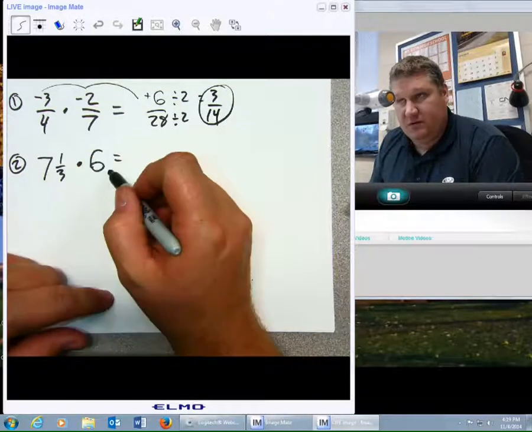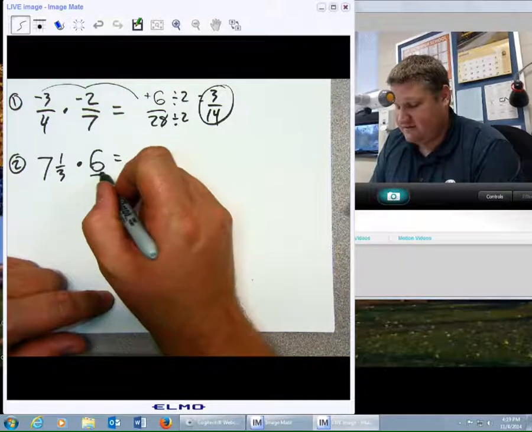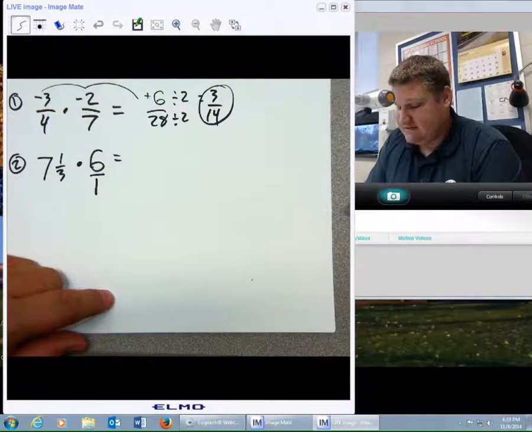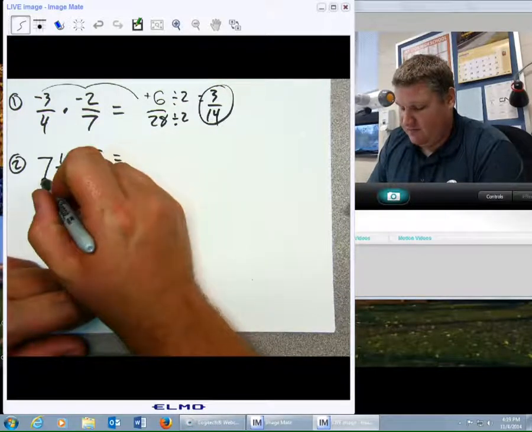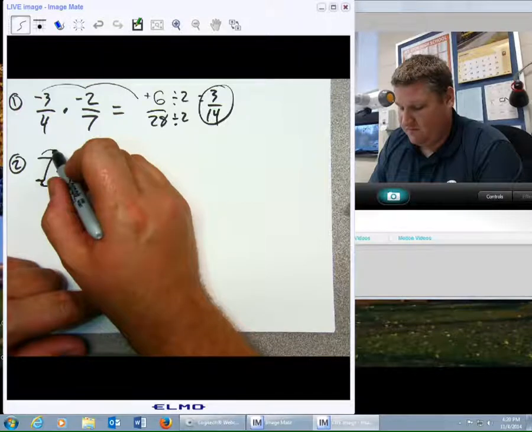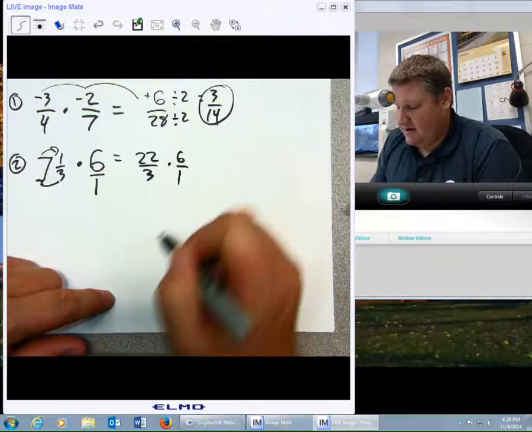Down here, I have a whole big mess of problem because I have a mixed number and a whole number. Well, the whole number is easy because I can write any whole number as a fraction by saying 6 over 1. That's not too big a deal. But I have 7 1/3. Well, 7 times 3 is 21, plus 1 more is 22. So I end up with this.